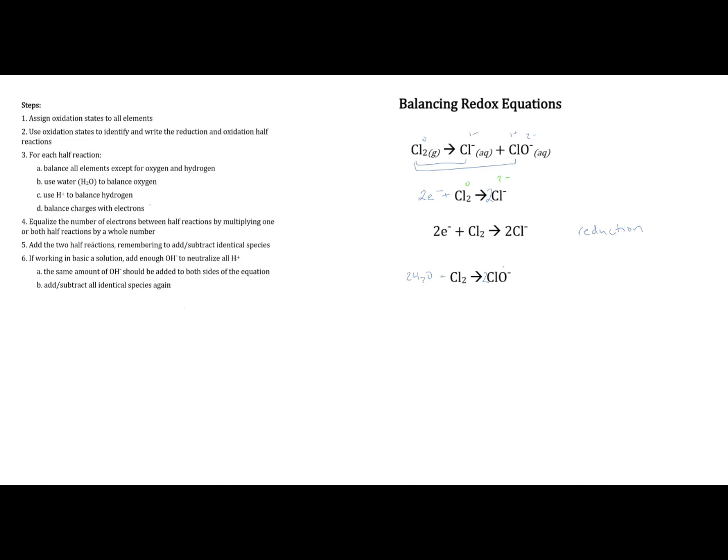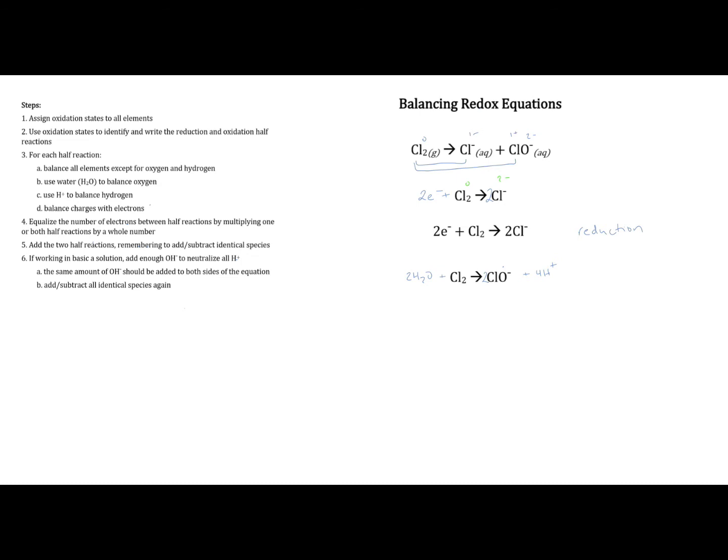Now I need to balance my hydrogens by adding acid. So I have 4 hydrogens on the left-hand side. So I am going to add 4 H pluses to the right-hand side. Now all of my atoms are balanced.